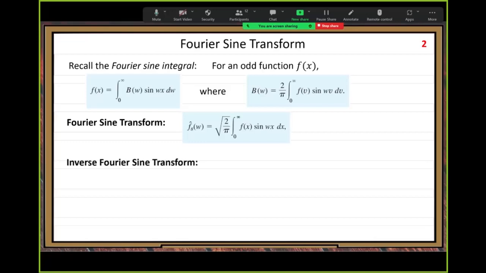Inverse, just rewrite this one. So you recover the original function f of x, root of the constant, times the integral of the transform function with the same kernel. Here you can see some typical pattern in these formulas.